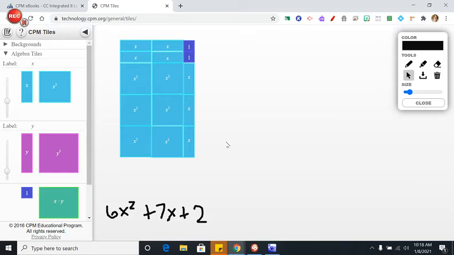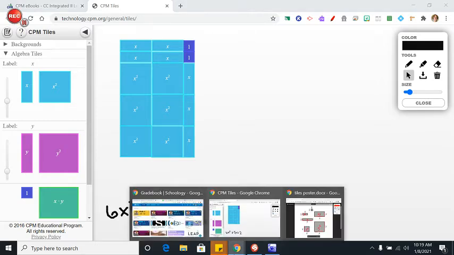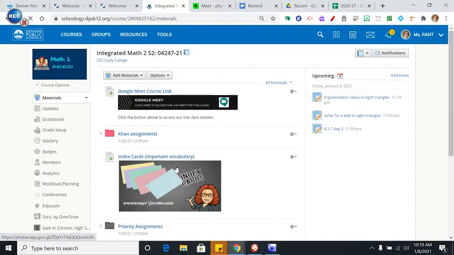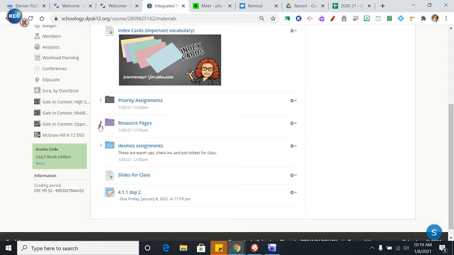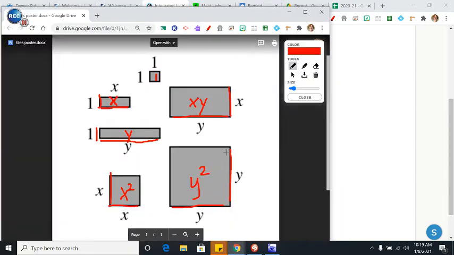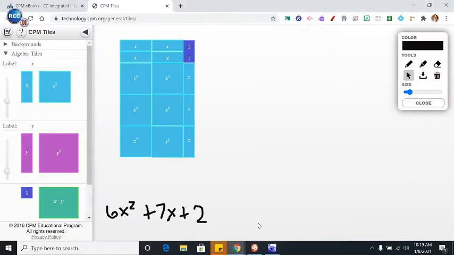We're not going to continue to do this past this lesson unless you want me to, but it's good to have that visual for using the tiles. And then if you go to the main Schoology page and go to that purple folder, resource pages, there's a page that says tiles with dimensions. That has all of the tiles and the length and width for each one. So I'm going to use this to show you how to get the length and the width for this rectangle.